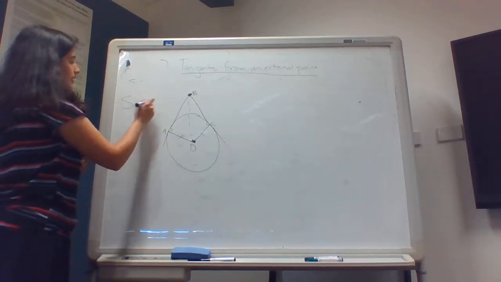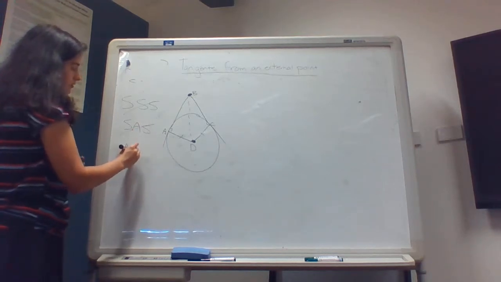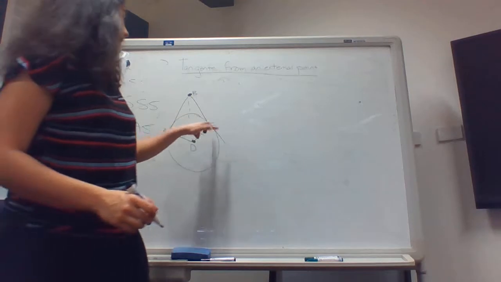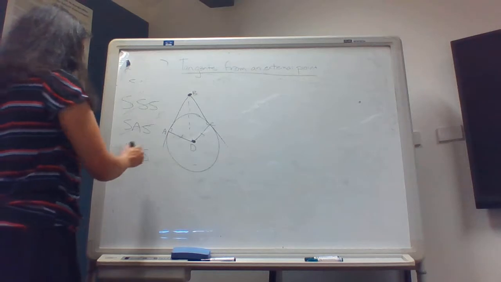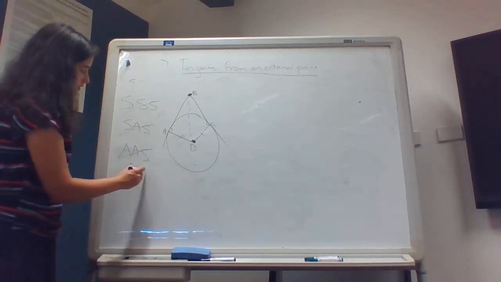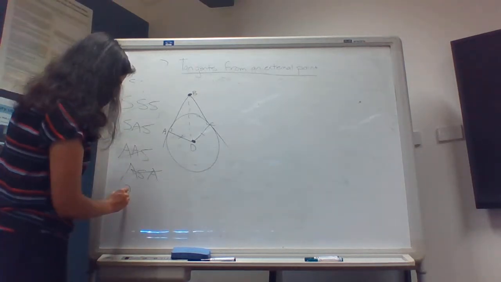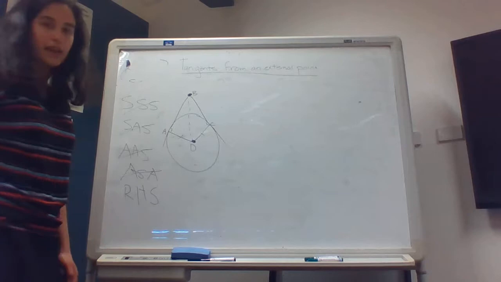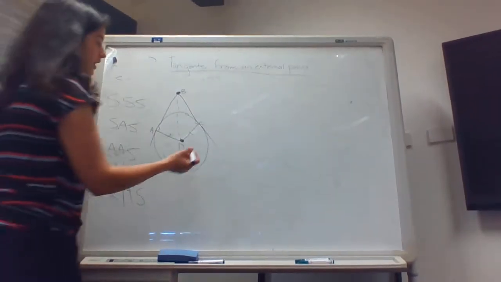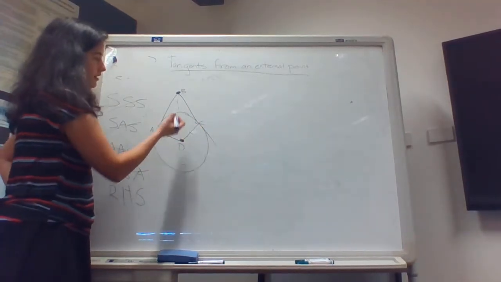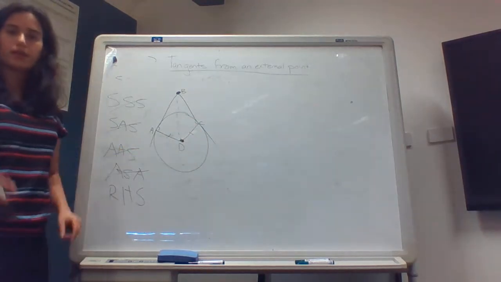So side, side, side, gone. Side, angle, side, gone. Angle, angle, side. I've got an angle there, an angle there. Do I know anything else? Not really. No. So angle, side, angle, also gone, because we don't really know two angles. So that leaves us with right angle, hypotenuse, side. Do we have that? I think so. If you have a look, I'll bring you in closer, zoom, by moving the laptop. Right angle, hypotenuse, the side opposite the right angle, and a side, which is our radius. Okay, so we've proved it.